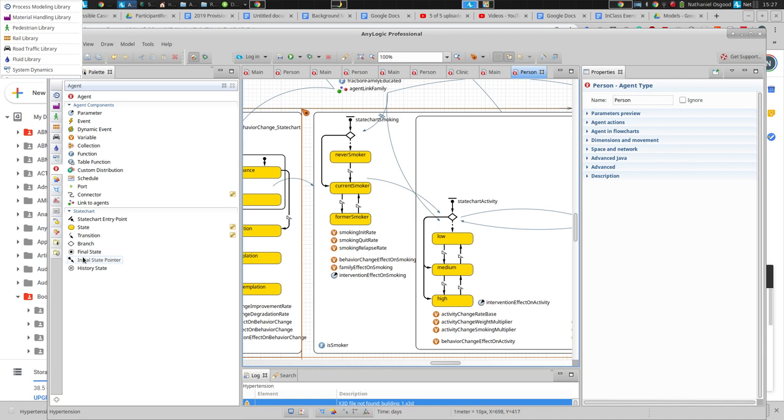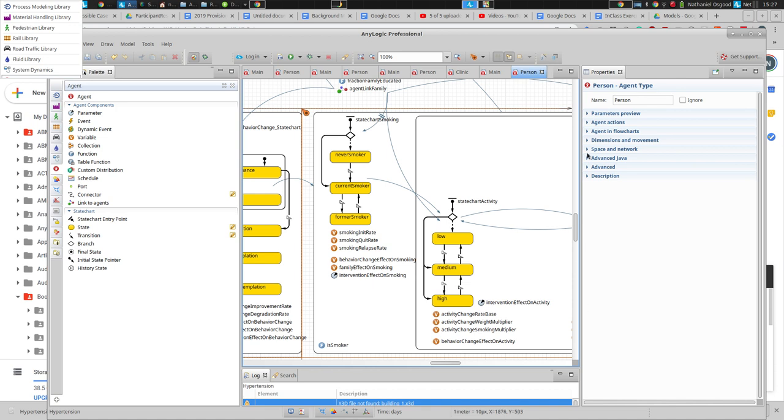We would capture it like that, and then in the final state, we typically say this person disappears from the model. We make the agent be removed from the model population, through a function called remove underbar the population name. I'd be glad to show that separately if there's interest. Okay. So this is a little bit about state charts. I want people to be able to read state charts.